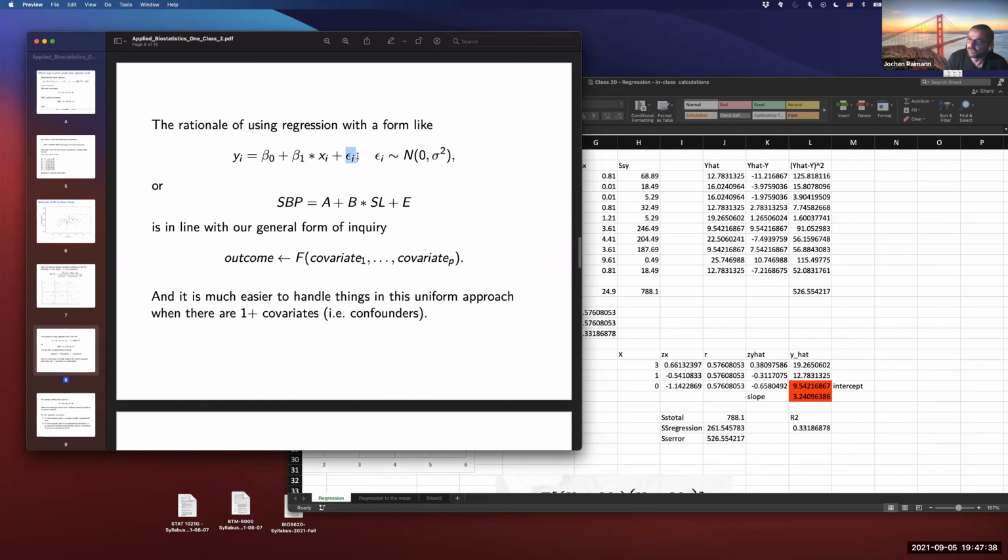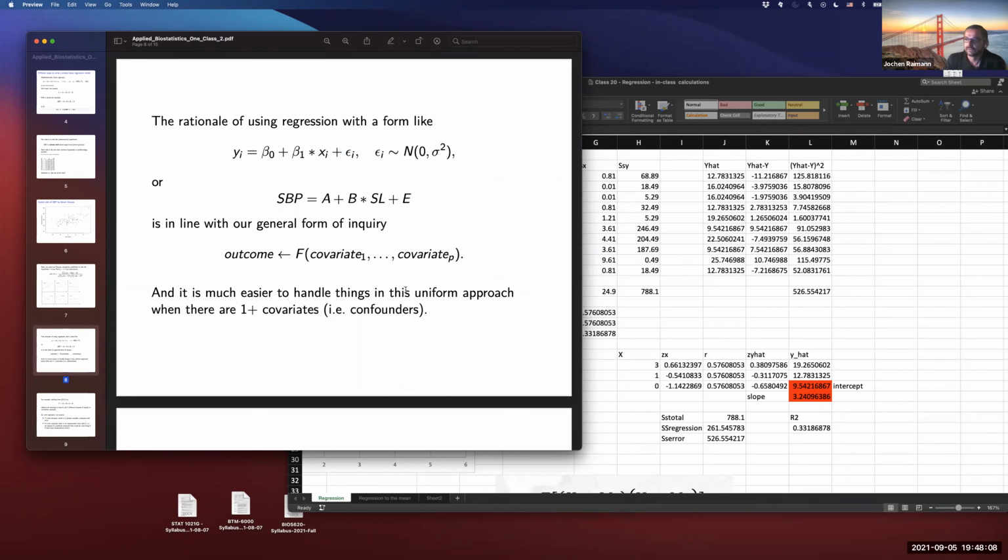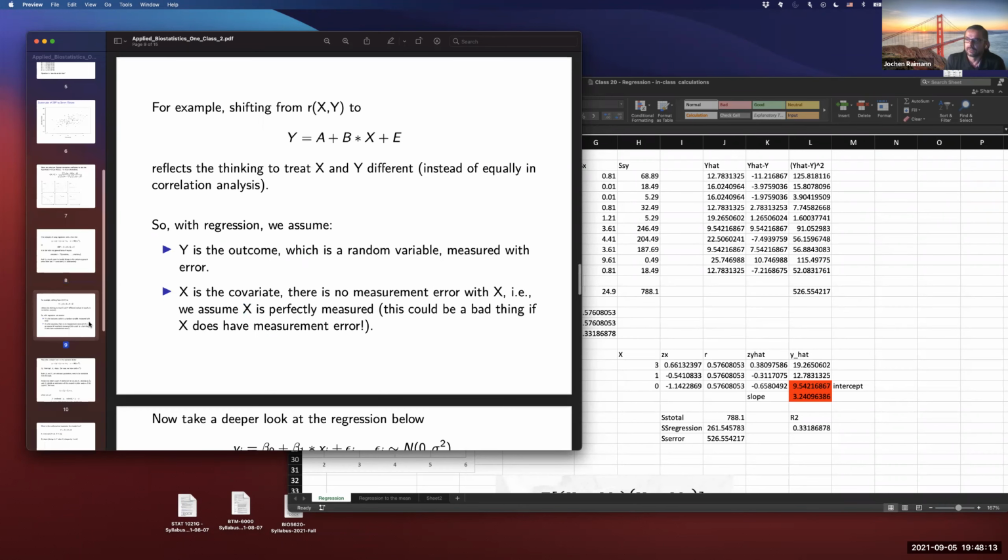And now, in addition to that, you have to deal with this residual error. This residual error is something we're going to discuss down the road. But basically, it's the variance around your estimate. It's the variance around the estimate that shows the precision around the estimate. Okay, so we have SPB equals A plus B. Okay, we talked about that. Left-hand side outcome, right-hand side covariates. When there are 1 plus covariates, yes, we talked about that.